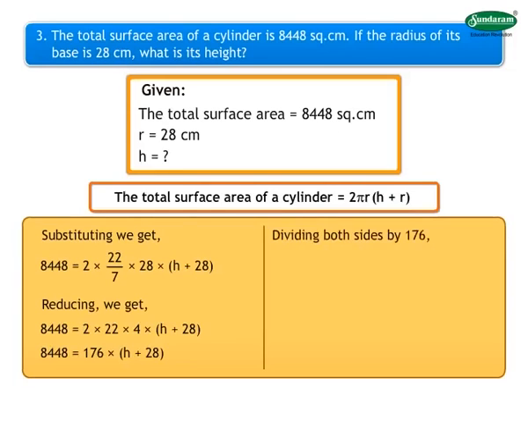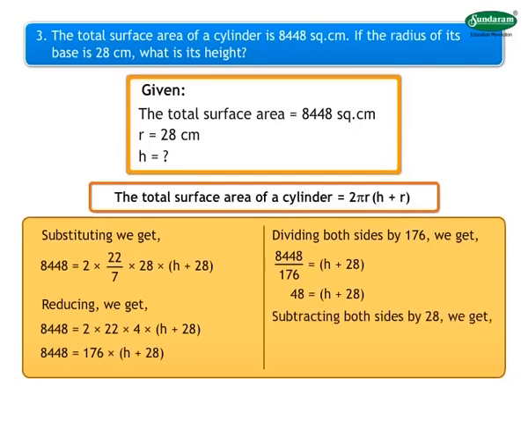By dividing both sides by 176, we get 8,448 upon 176 is equal to h plus 28. And by solving, we get 48 is equal to h plus 28. Subtracting both sides by 28, we get height is equal to 20 centimeter. That is, height is equal to 20 centimeter.